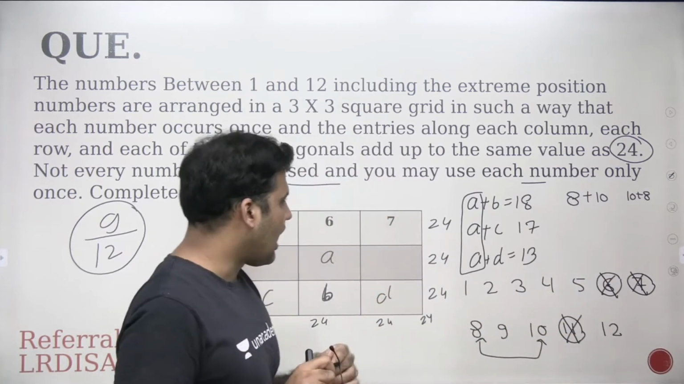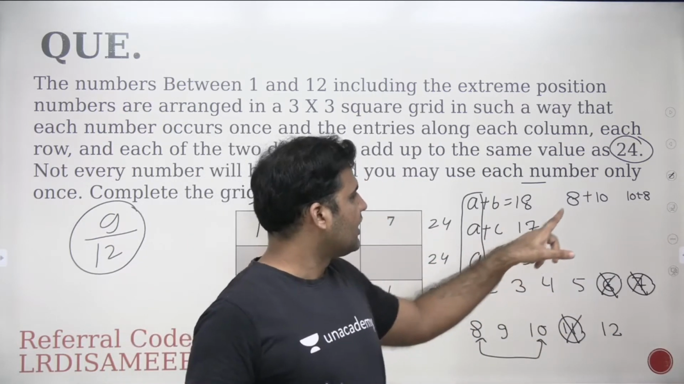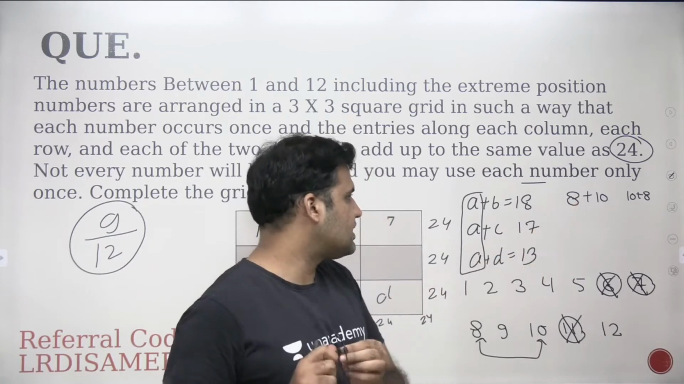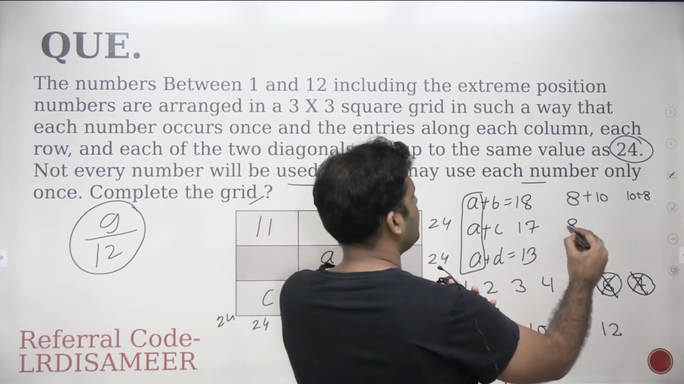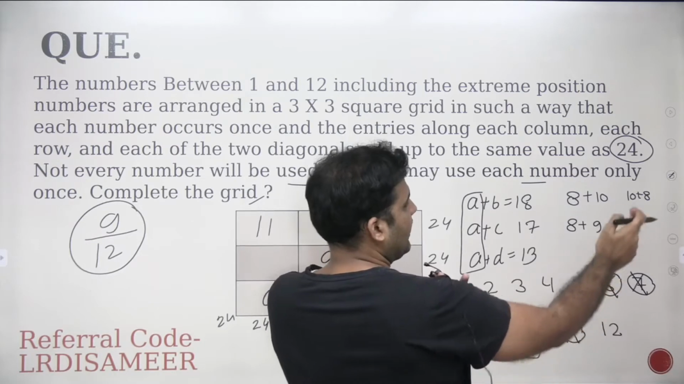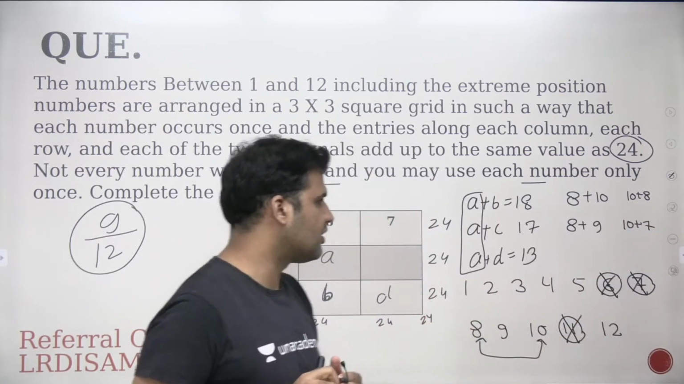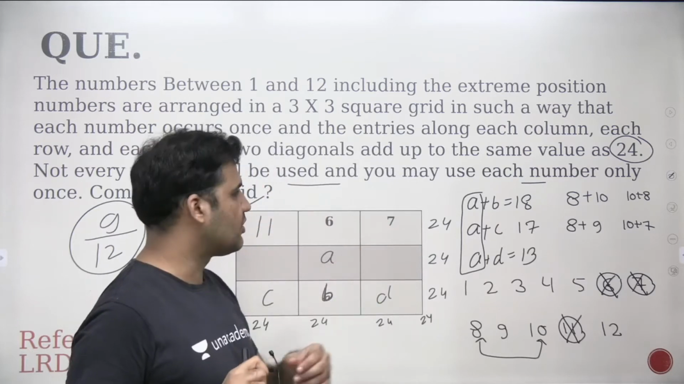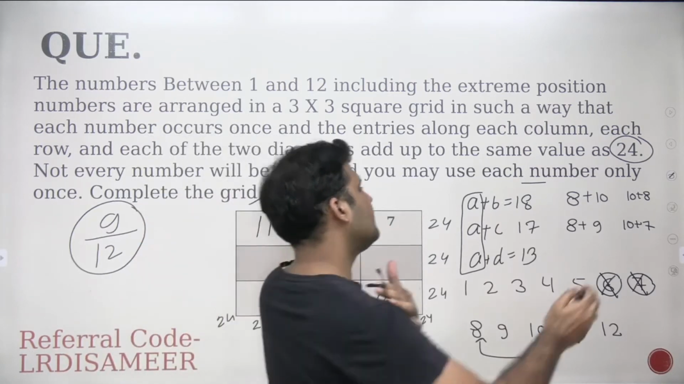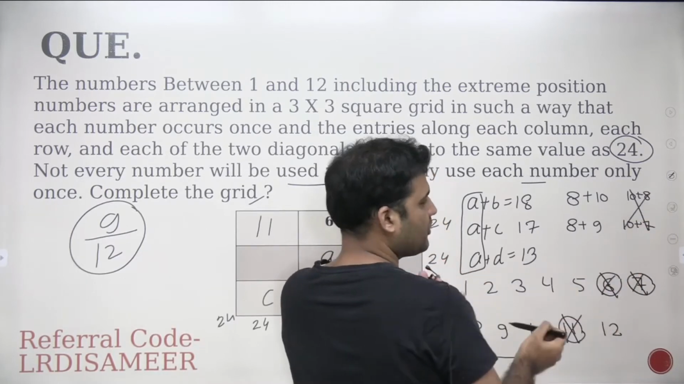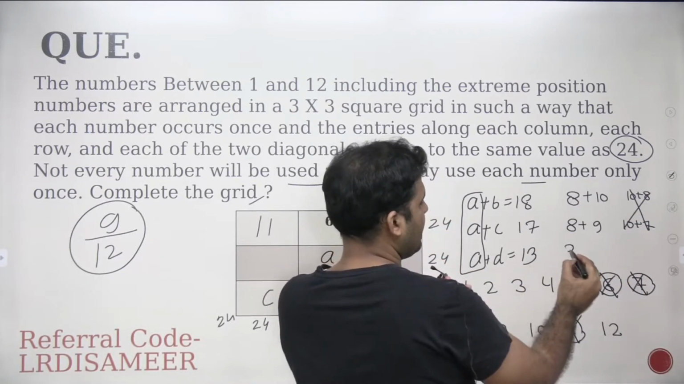Now let's see how A plus C can be 17. If I take A as 8, then C needs to be 9, and 9 is available to us. If I take A as 10, then C has to be 7, but 7 is not available to us. 7 has already been used. So this possibility is out of the option. So you get to know A is 8 now.